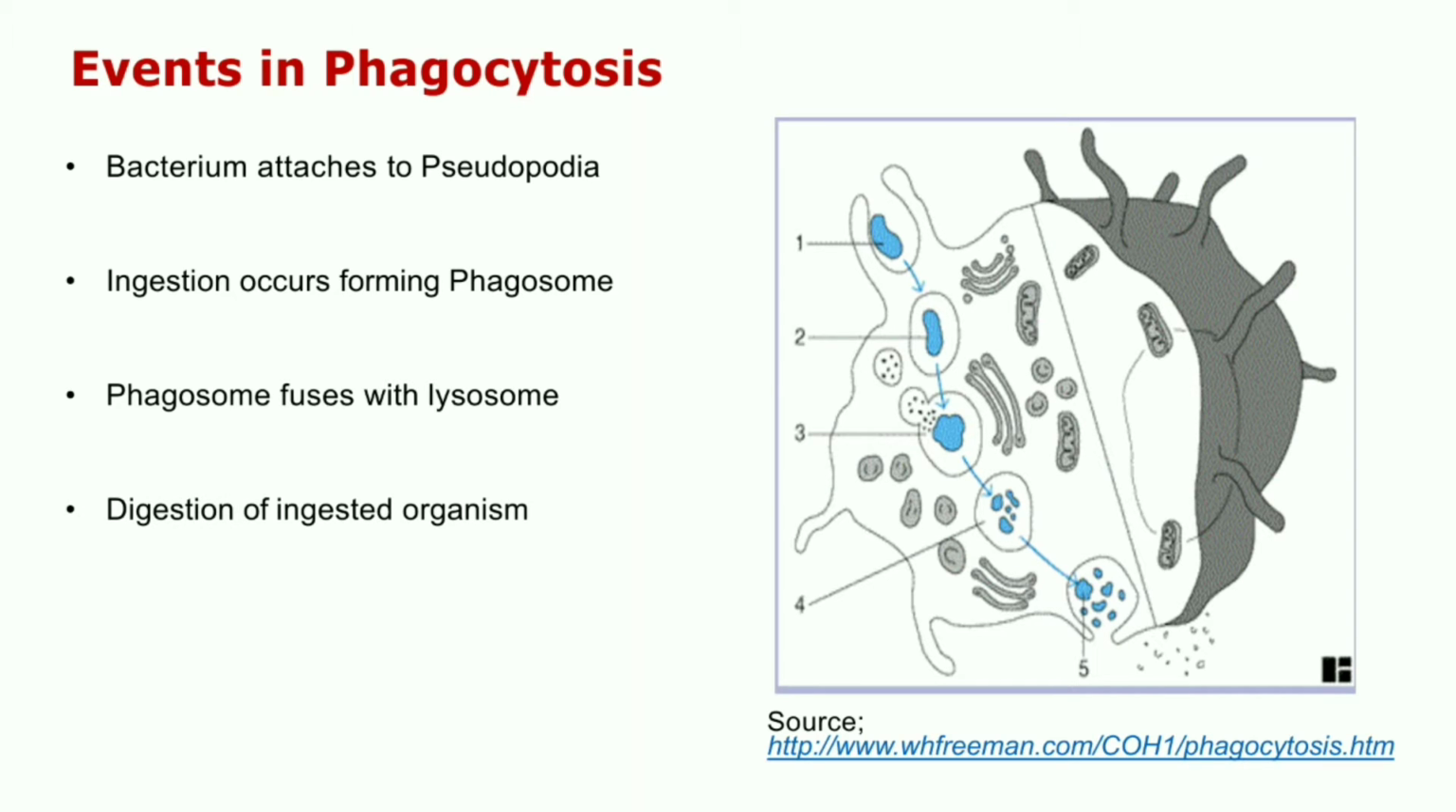The fourth step is digestion or killing of the ingested organism. And the fifth step is release of the debris out from the cell. So we can conclude that by the process of phagocytosis, the immune system successfully brings about killing of pathogens.